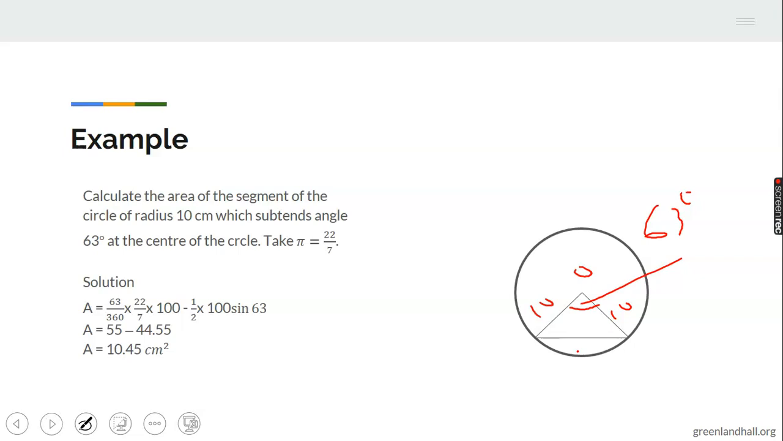So the area of the sector is 63 over 360 times pi, that is, times 22 over 7 times 10 squared, which is 100. Then minus the area of this triangle, which is half times 10 squared, 100, then sine 63 times 63. When you simplify, you have 55 minus 44.5. Doing the subtraction, the answer is 10.45 centimeters squared. That's the area of this segment.